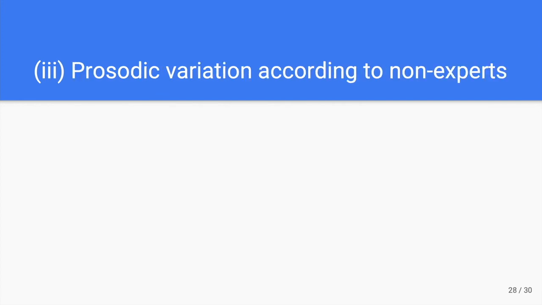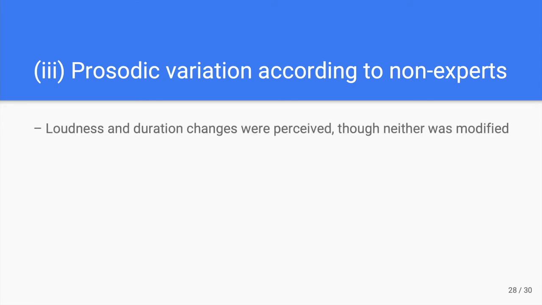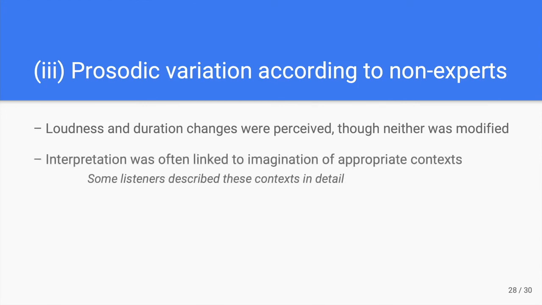Finally, we're interested in what non-experts focus on. Loudness and duration changes were reported by the listeners, though neither of these were modified. More interestingly, we found that interpretation reported by listeners seemed to be linked to imagination of some appropriate context. This didn't happen for all listeners, but some listeners would describe contexts in great detail. For example, for the sentence, "I'm sorry," one listener said, "When a kid says sorry but doesn't mean it," trying to get across a few different aspects of a context.